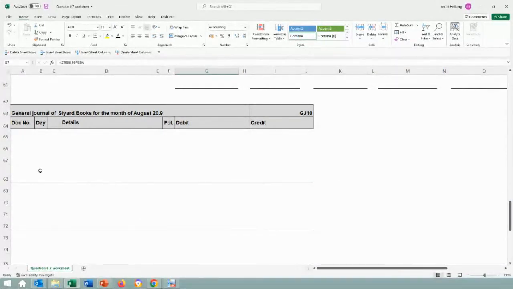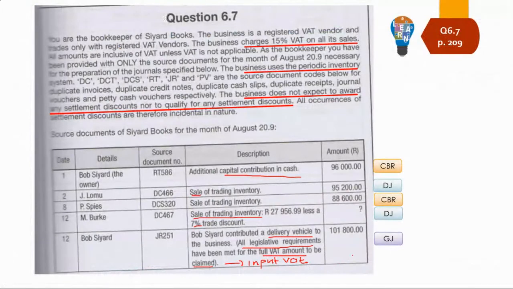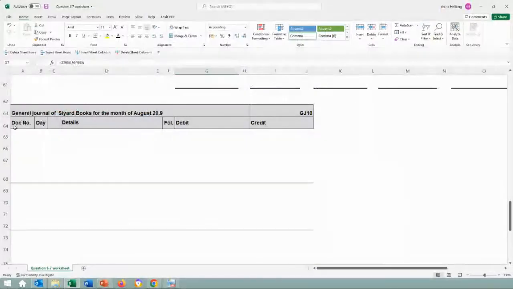Now remember we are allowed to claim the input VAT. So that value that he's given to us, just quickly see what the value was: 101,800 Rand. That is inclusive of VAT. So that is the amount that will go to capital. But the amount that will go to the vehicle would be the amount excluding VAT because we are allowed to claim the input VAT because we have met all the requirements.